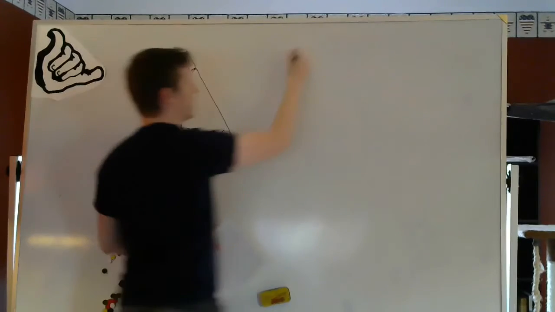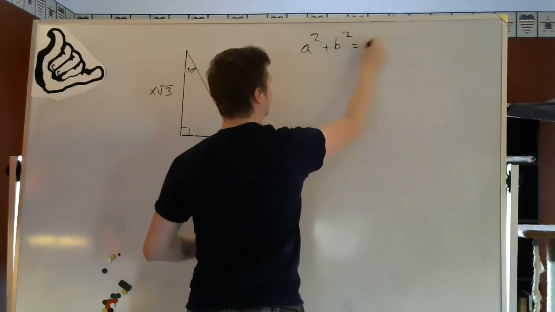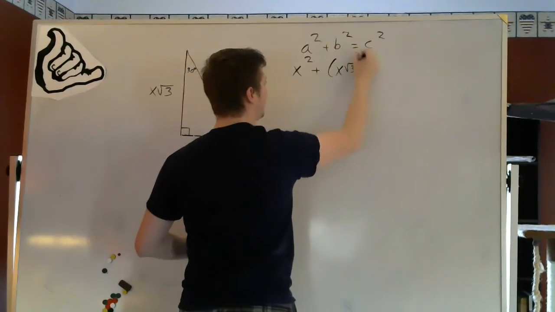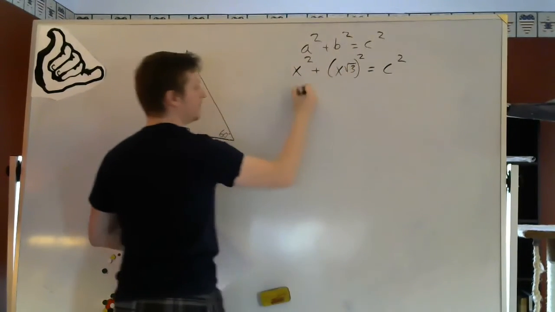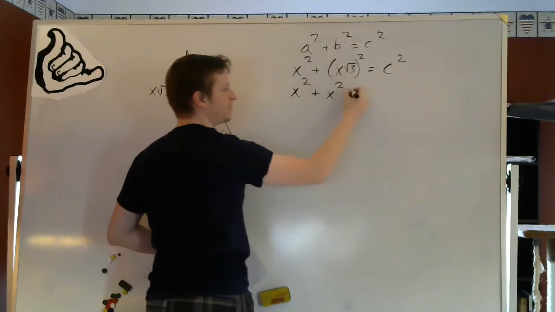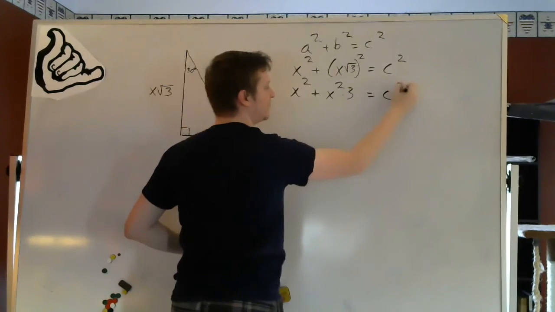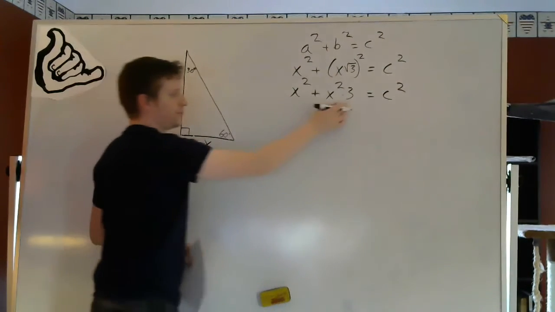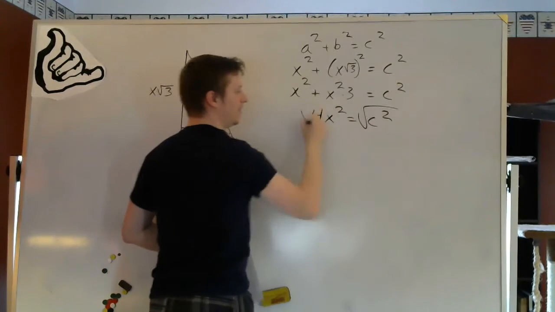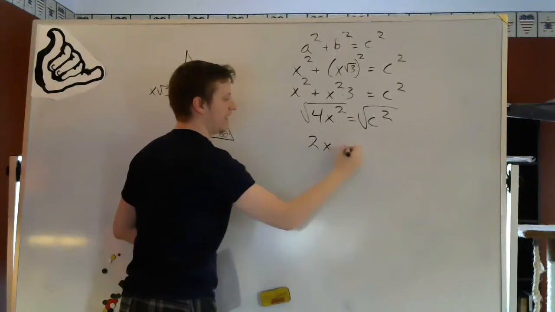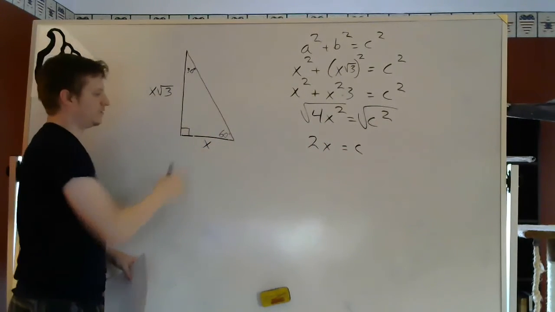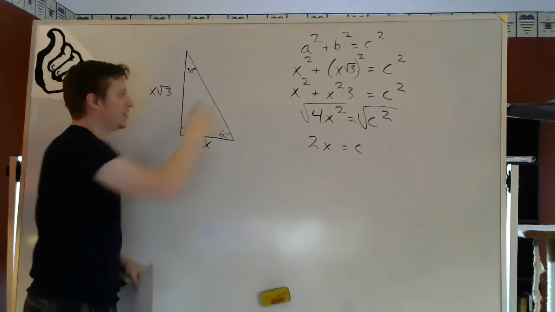And now if you do your whole Pythagorean theorem thing, a squared plus b squared equals c squared, we end up with x squared plus x times the square root of 3 squared equals c squared, x squared plus x squared. Square root of 3 times square root of 3 is just 3, equals c squared. 3x squared plus 1x squared is 4x squared. And then you take the square root of both sides, and you end up with 2x is going to be our hypotenuse. So the hypotenuse length here, the longest side, is just going to be whatever x was, so my shortest side, but doubled.